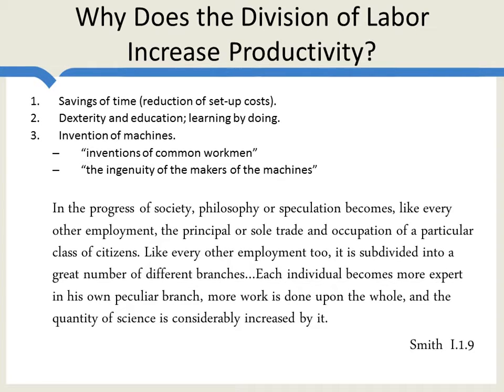So Smith gives us this quote. He says, "In the progress of society, philosophy or speculation," and here he means what we would today call research and development. So R&D becomes like every other employment, the principal or sole trade and occupation of a particular class of citizens. And like every other employment too, it is subdivided into a great number of branches. Each individual becomes more expert in his own peculiar branch. More work is done upon the whole, and the quantity of science is considerably increased by it.